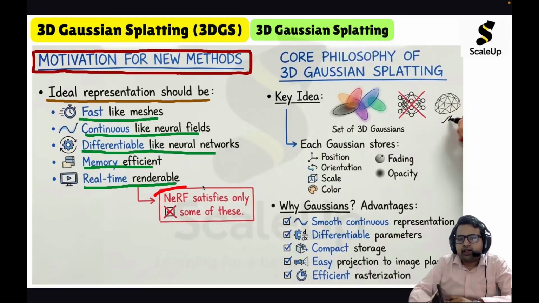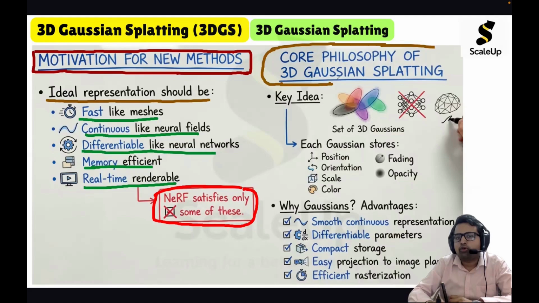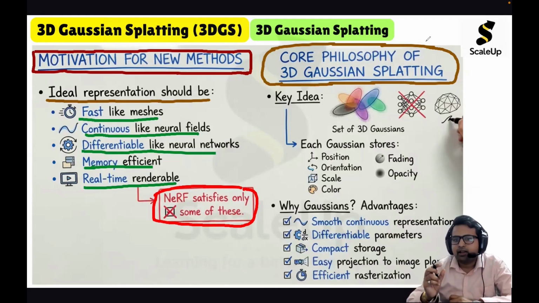Unfortunately, neural radiance field satisfies only some of these properties, not all. And hence, we did research and we got something called 3D Gaussian splatting. So the core philosophy of 3D Gaussian splatting, let us understand the key idea. In 3D Gaussian splatting, we represent a 3D scene as a set of 3D Gaussians, and these 3D Gaussians are ellipsoids instead of a neural function or mesh.